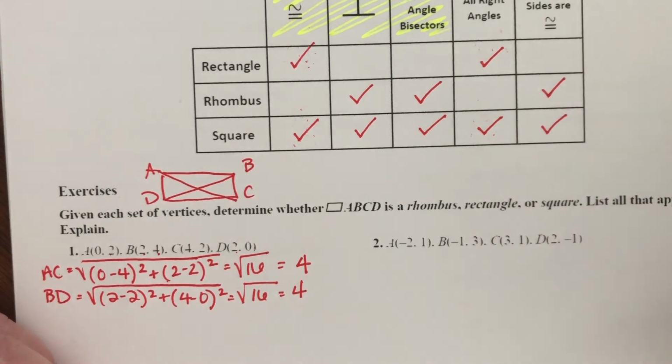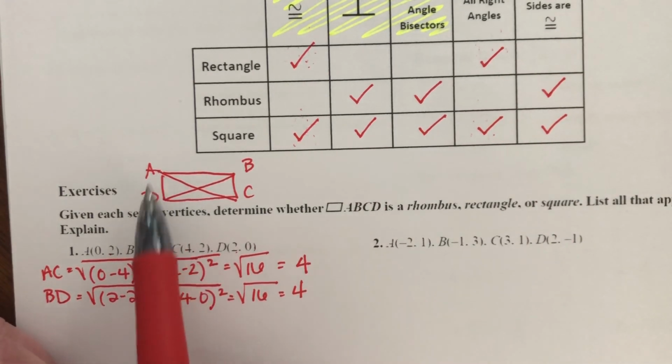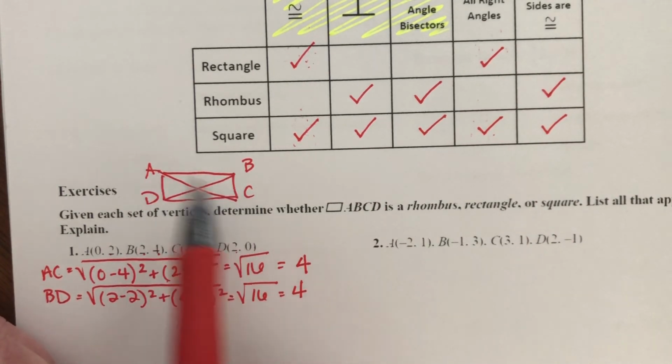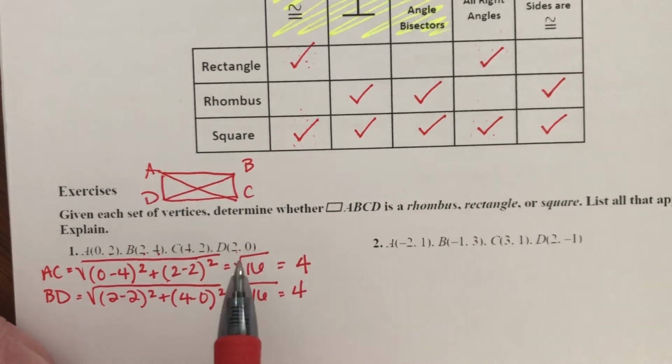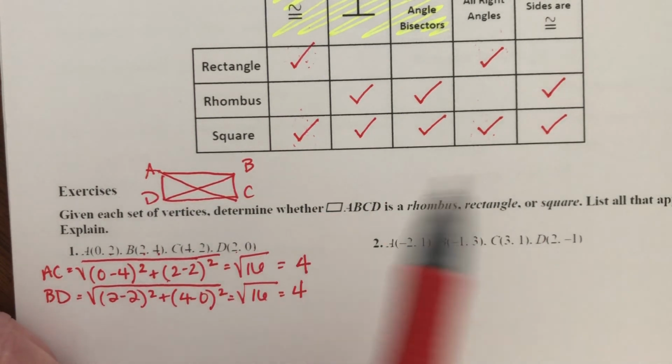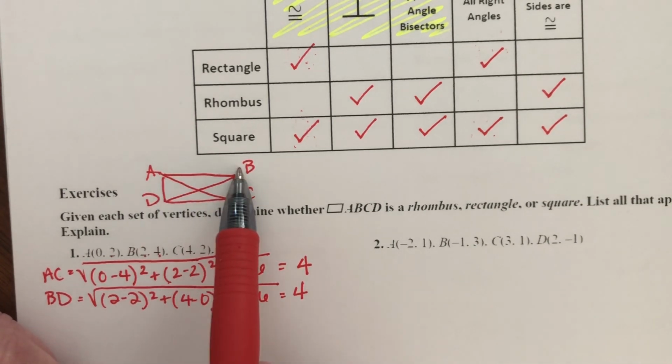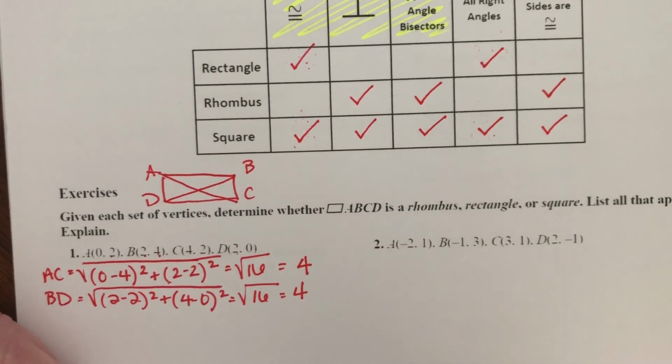consecutive sides are congruent. So I'm going to compare two of the sides here, like let's say AB and BC. I'm going to compare those two sides. They have to be the same length to be a square, right? If they're not the same length, then they are a rectangle. But if they're the same length, they are a square. So that's what I'm going to find next.